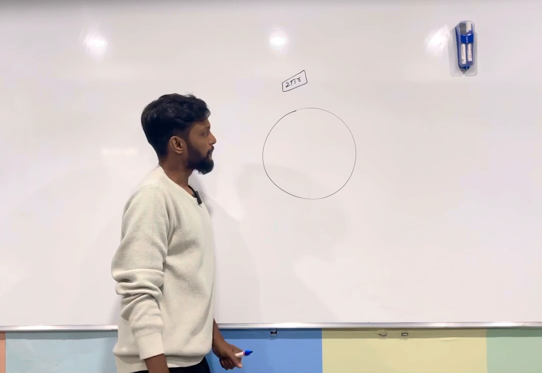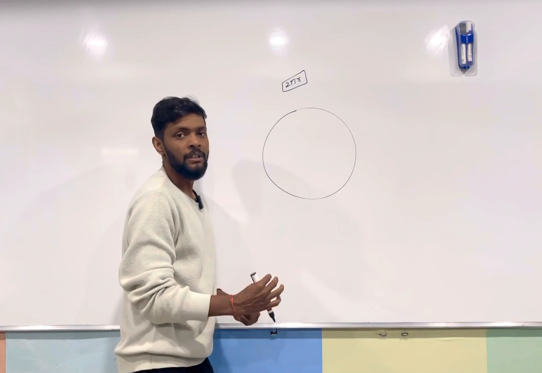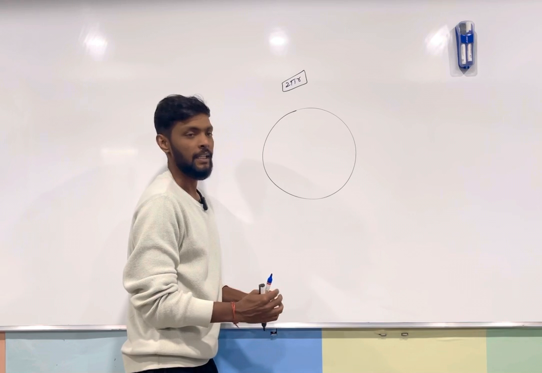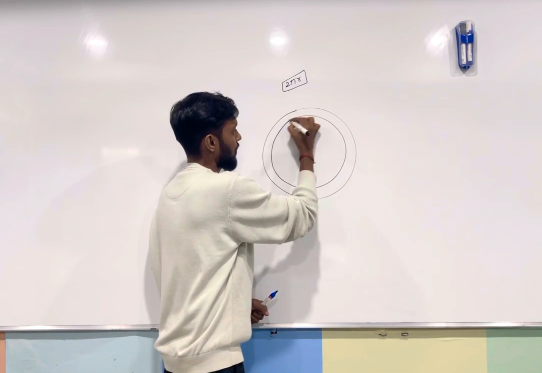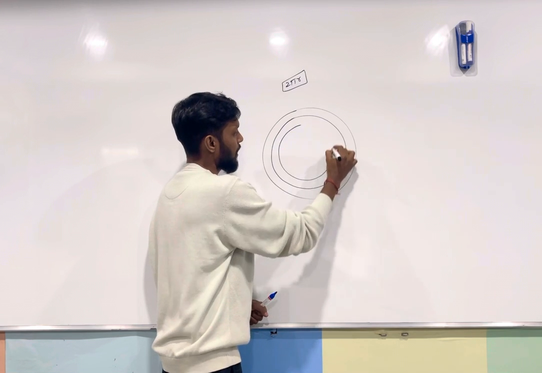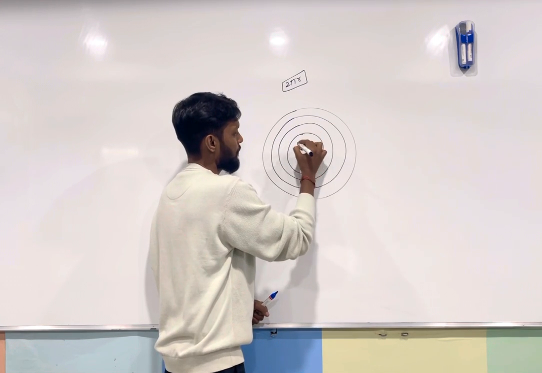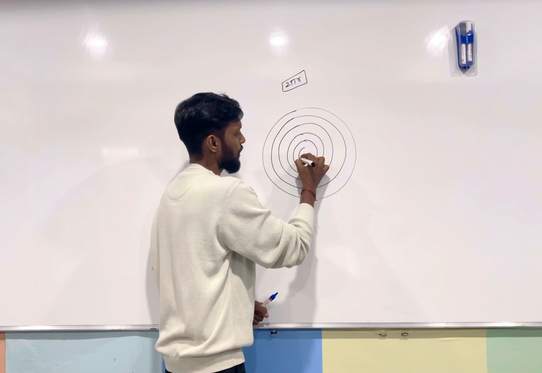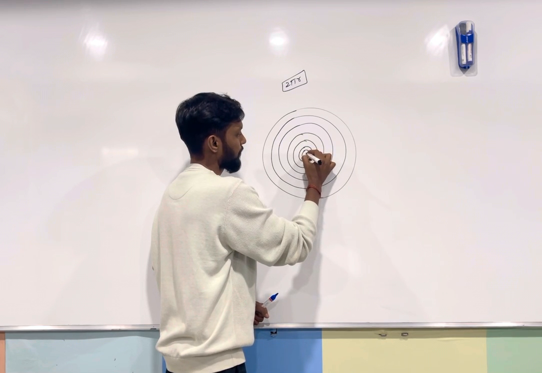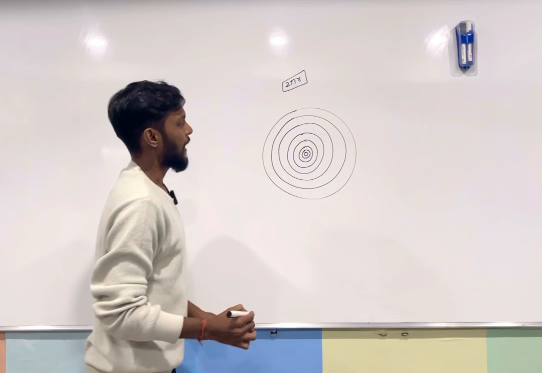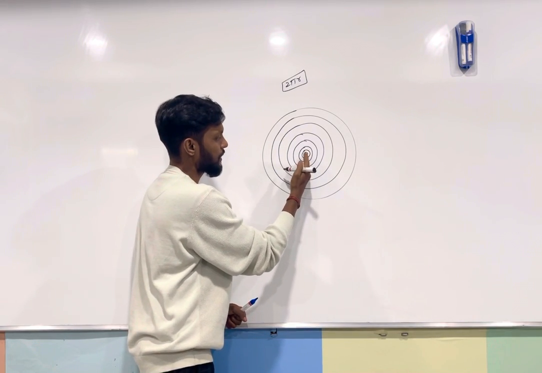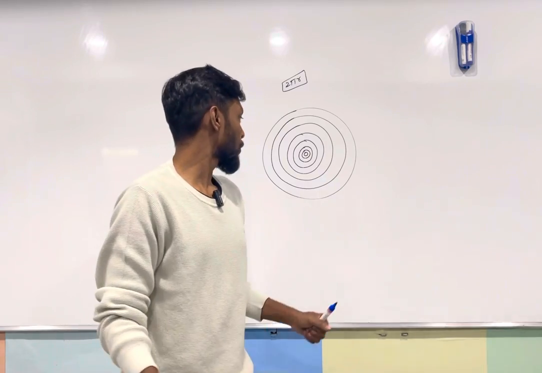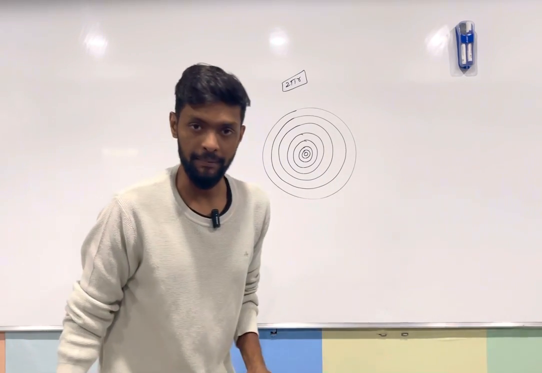So what do you do? Take a knife or something which you use for cutting things and start cutting the circle like this. Start making rings out of it, which you mathematically call concentric circles. I have made it into 1, 2, 3, 4, 5, 6, 7, 8. I have a total of 8 rings out of it.